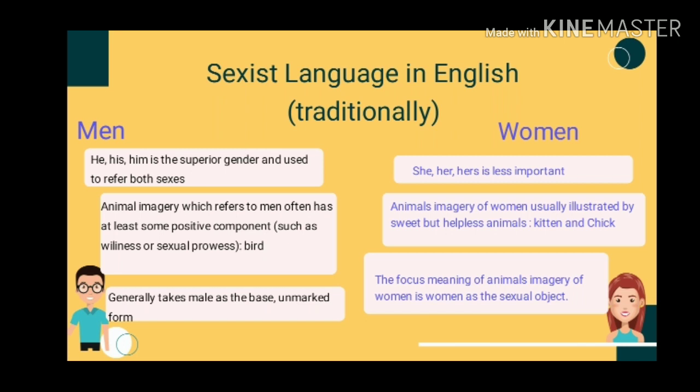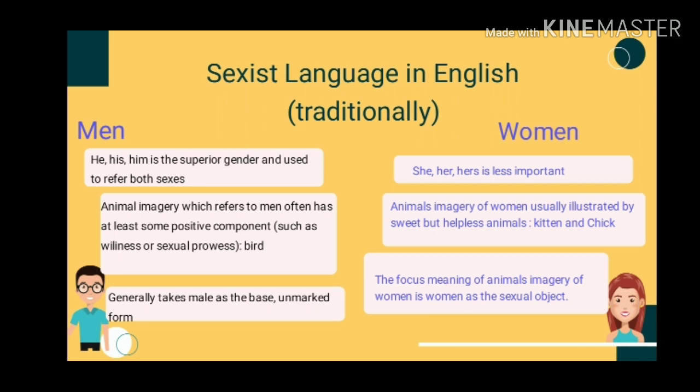We can find sexist language forms in traditional English. In traditional English, the form of he, his, him is the unmarked base form, so it is treated as a superior sex or gender compared to another, especially women. For example, "lion" is the unmarked form for the male lion, and the female gets a second form, "lioness".